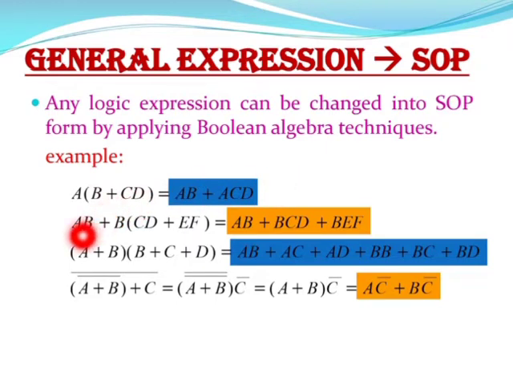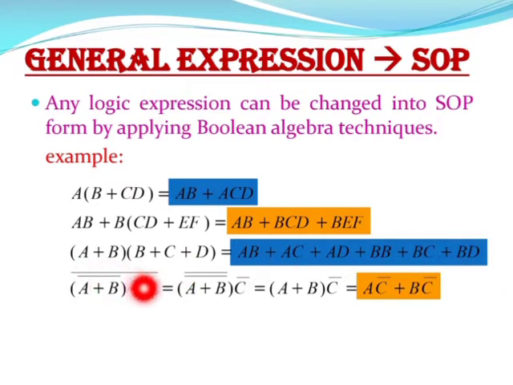Consider the second example, AB + B(CD + EF). Here we should take this B inside the bracket. So what we will get as final SOP is AB + BCD + BEF. Here also, (A + B)(B + C + D). Multiply these two terms. What we will get is AB + AC + AD + BB + BC + BD. That is the final SOP.